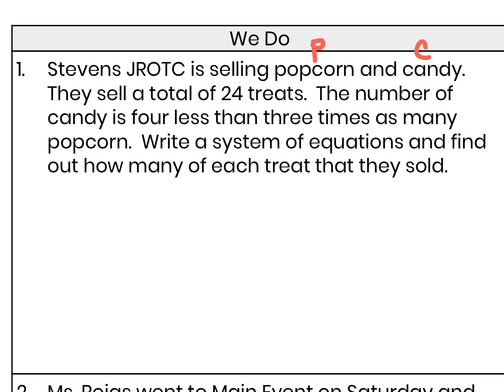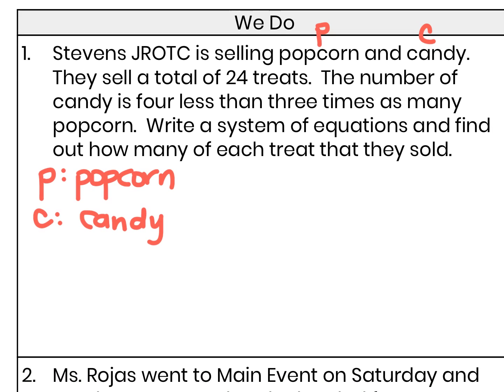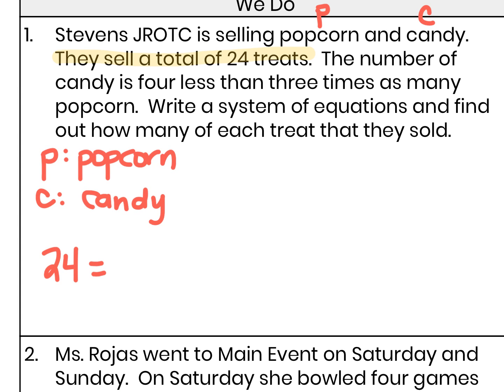So like I already said, we're going to use P to represent popcorn and C to represent candy. So what they tell us to begin with is that they sell a total of 24 treats. 24. But of those 24, they only have two options. Either it's popcorn or it's candy. So that 24 is all the popcorn plus all the candy.